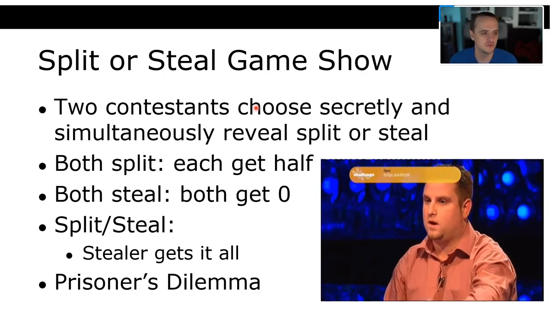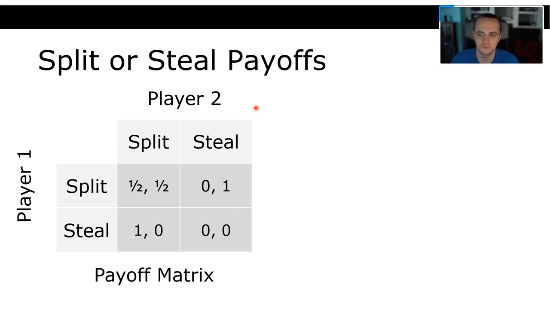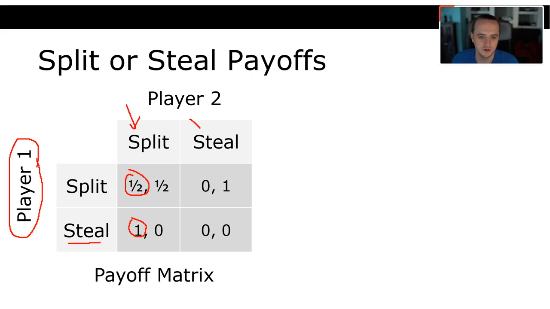So if you were going to play this game show, let's do some game theory, right? Let's analyze this now, like you might have to on an exam, for example. Let's say that we are player one. Now we're going to look at all the things that the other person could do. If they chose split and we chose split, we get a half. If they chose split and we chose steal, we get one. So if they choose split, we should obviously choose steal. Now let's see if they chose steal. If they choose steal, if we split, we get zero, and if we steal, we get zero. So if they choose steal, it doesn't matter what we do, okay?